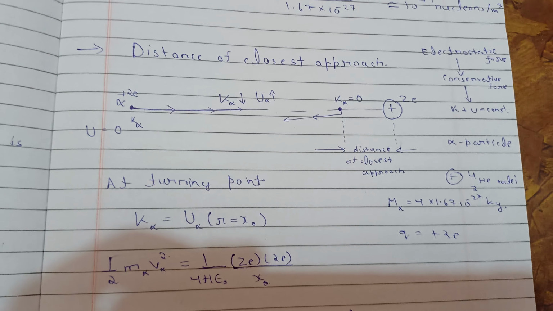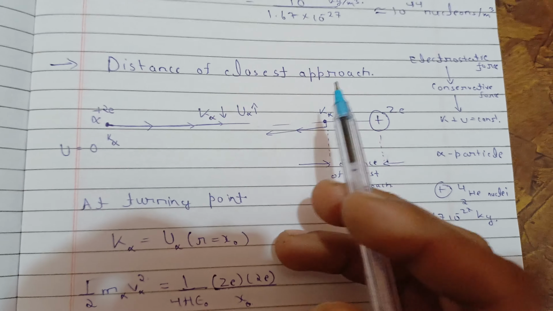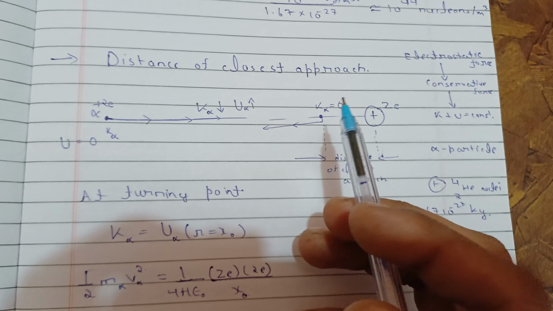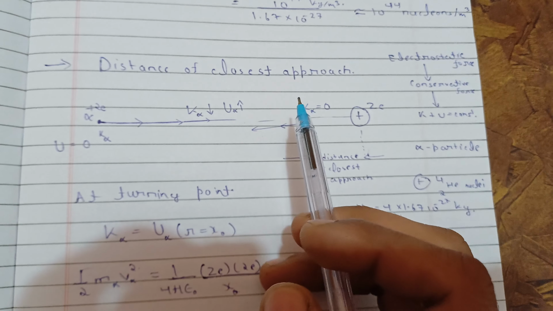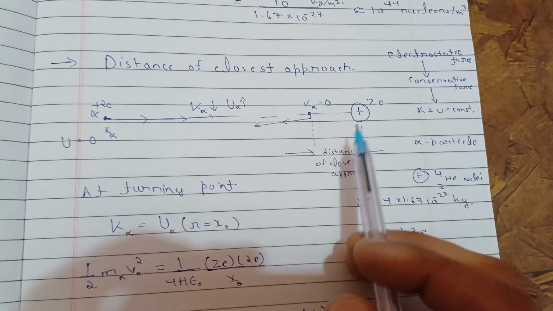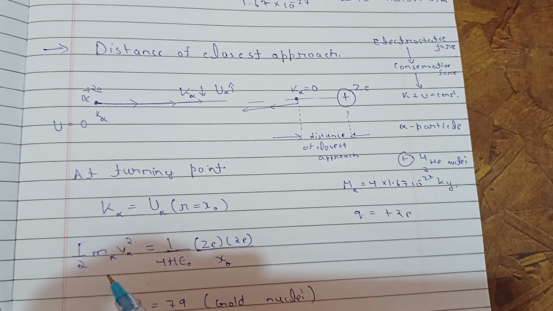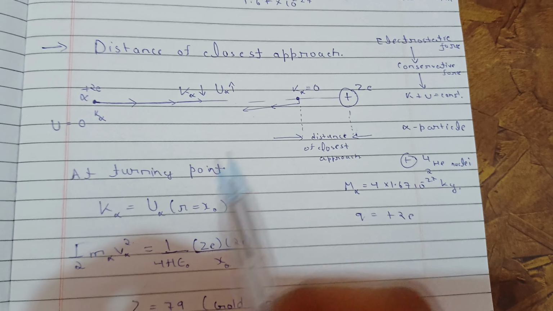Next is the distance of closest approach. This is the distance measured by Rutherford. He did the alpha particle scattering experiment, and as a result he found what the radius of the nucleus could be and approximated that idea. So this experiment was very helpful. Let's understand it.